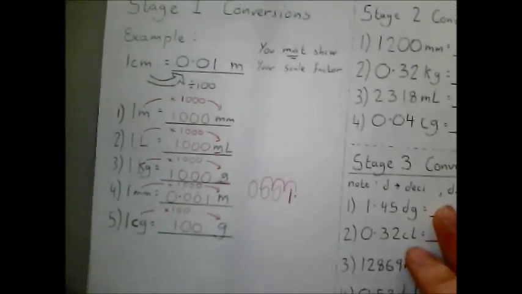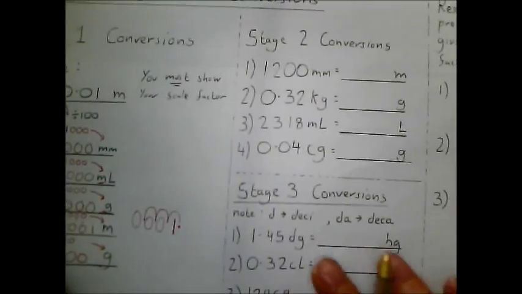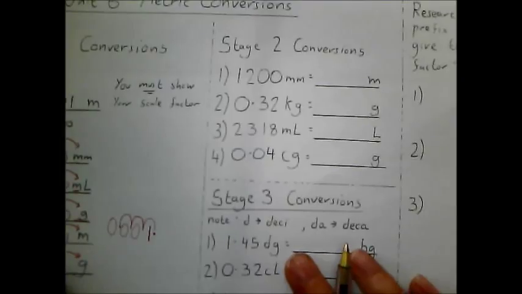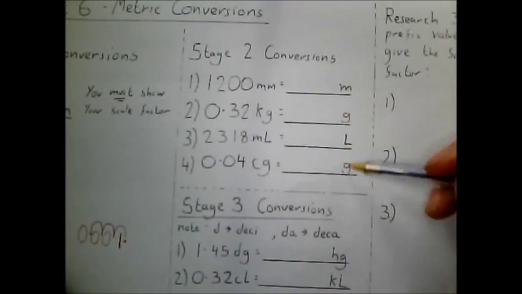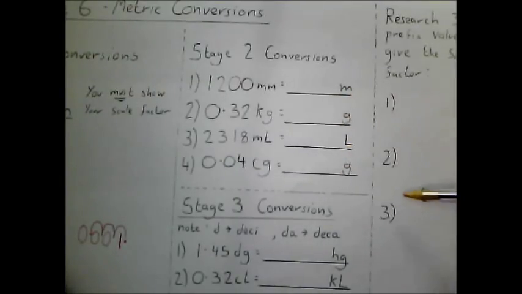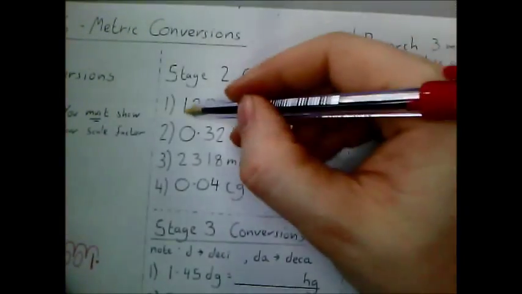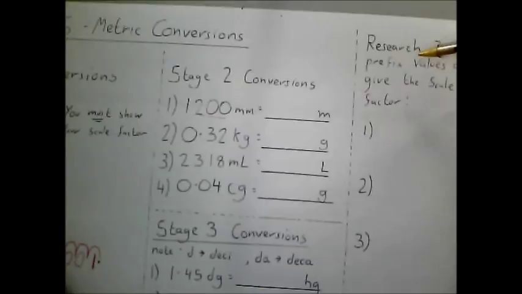Okay, let's have a look at the Stage 2 conversions. Now this time, once again, I only have conversions which have a non-prefix value. So once again, these aren't too bad to think about. But this time I'm dealing with numbers that aren't 1.